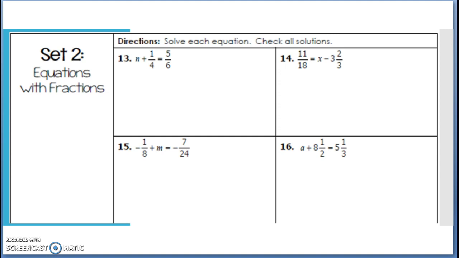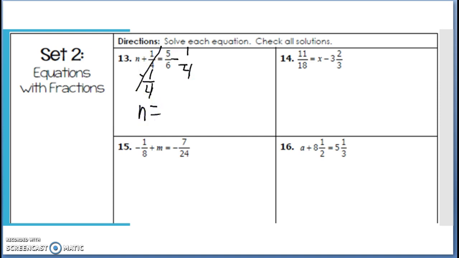So, number 13, n plus 1/4 equals 5/6. Well, n is being added, so we have to do the opposite, subtract, to get n by itself. So we are subtracting 1/4 to both sides. So we already know those cancel. N is by itself on the left side now.